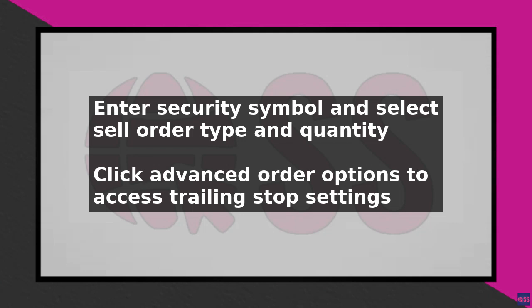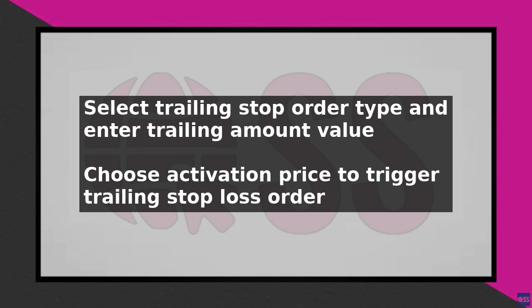You also need to select the activation price, which is the price at which the trailing stop loss order will be activated. This is usually the current market price, but you can set it at a different price if you want. Once you have entered all the necessary information, click on the Review Order button to review your order.